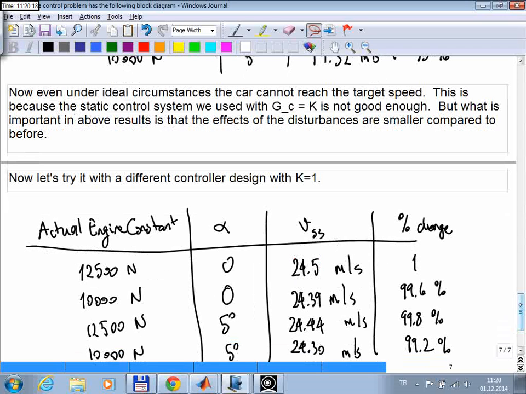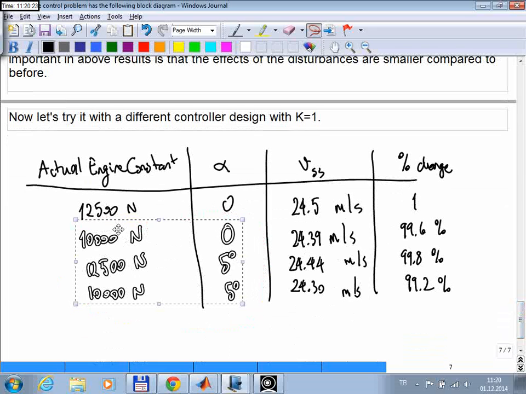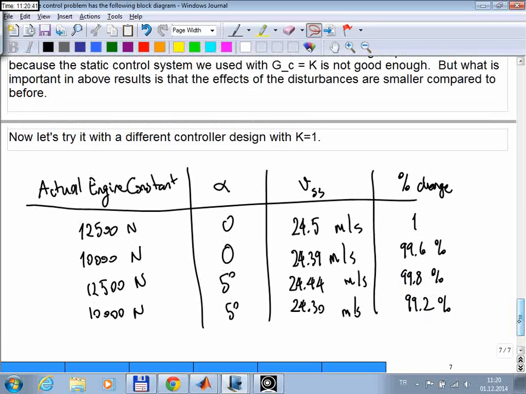But now what's even more important is, these disturbing effects are now much less important. Okay, so even when you're climbing a hill with a dead engine, you can still reach 99.2% of your ideal speed. Okay, so I think this example is very good in showing the importance or the power of closed loop control. Okay, any questions?